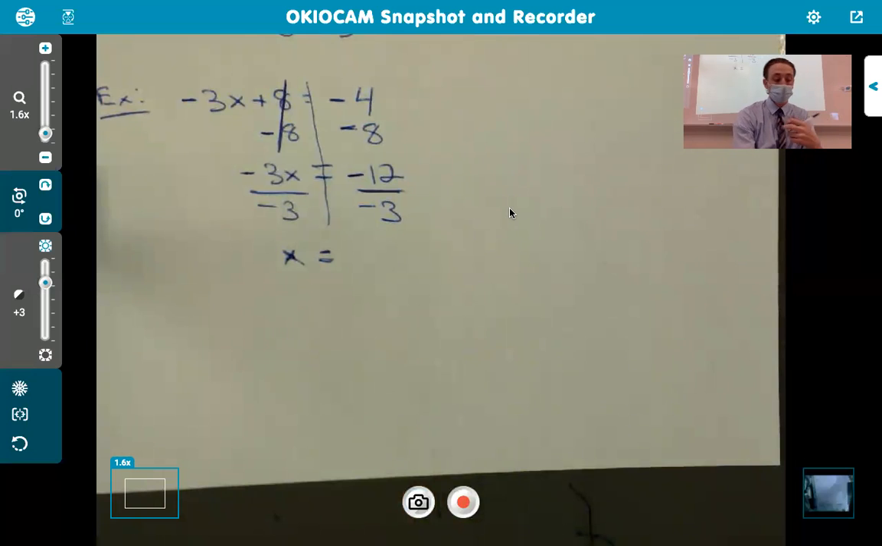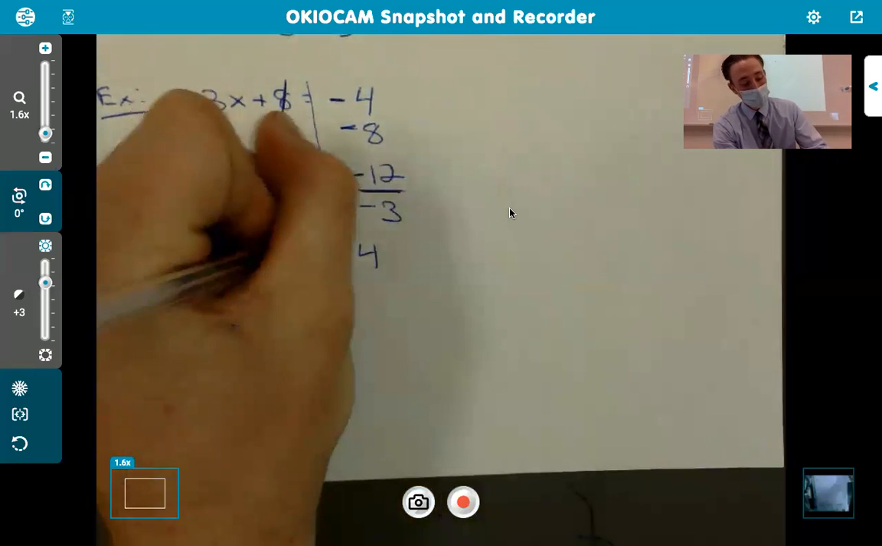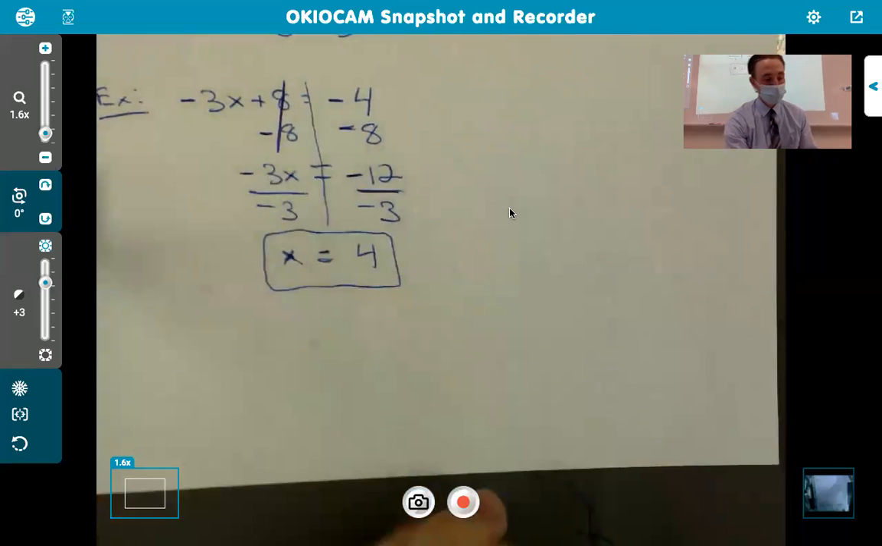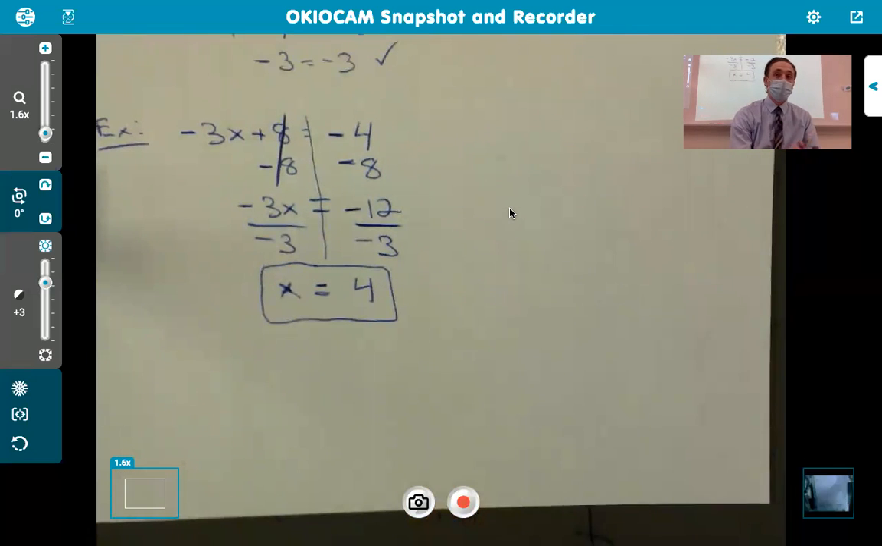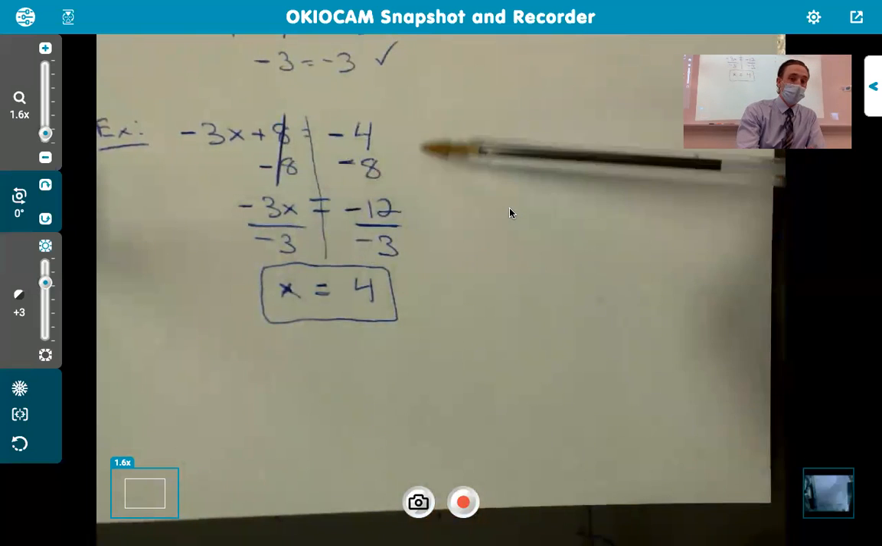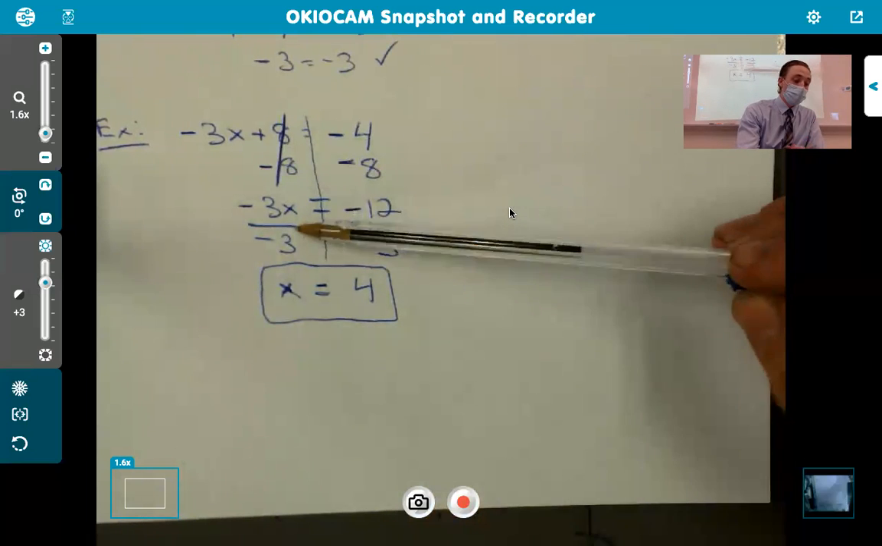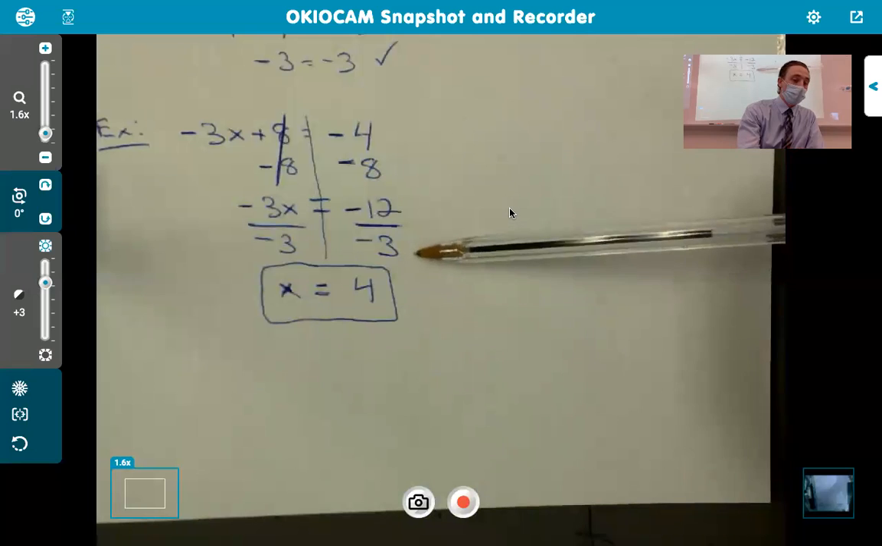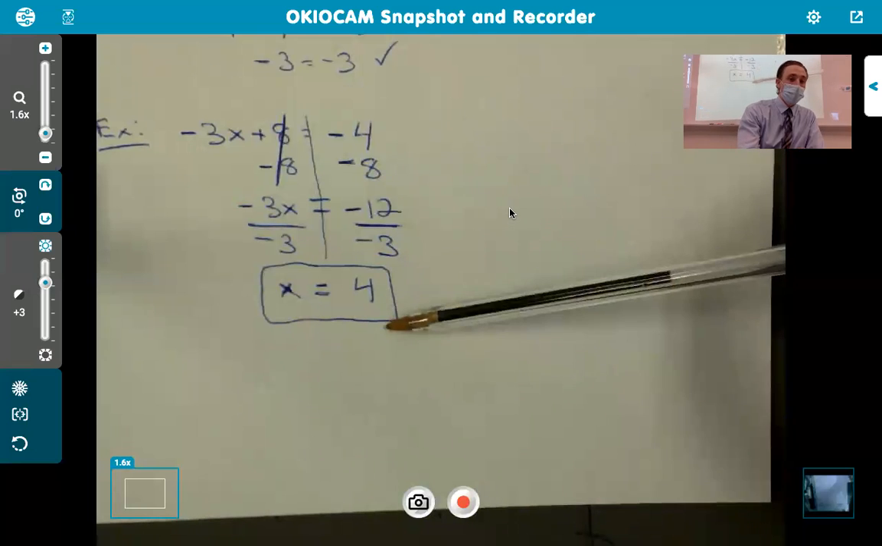4. Good. So I have x is equal to 4. And then that's your answer. So again, I get rid of addition and subtraction, just move something to the other side. I get rid of multiplication, division, divide or multiply on the other side. I get this value here for my final answer.